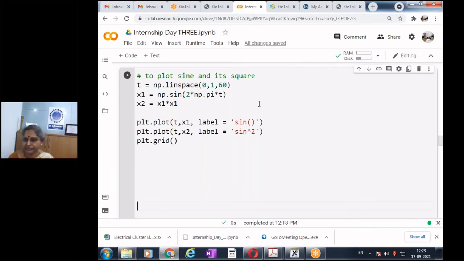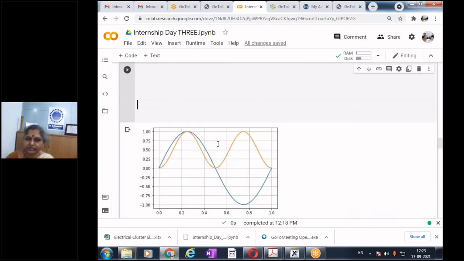Please plot both x1 and x2. I don't know how many are trying. This is what we have. See the original sine wave, and this is the square. We have done this just to show that if I have a sine wave of some frequency, when I square it, the frequency doubles.